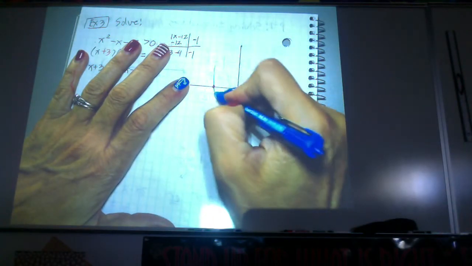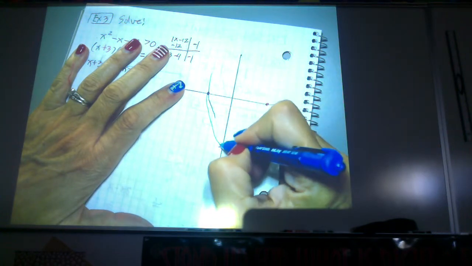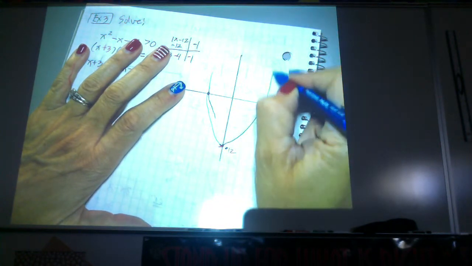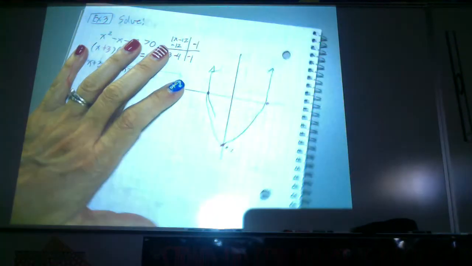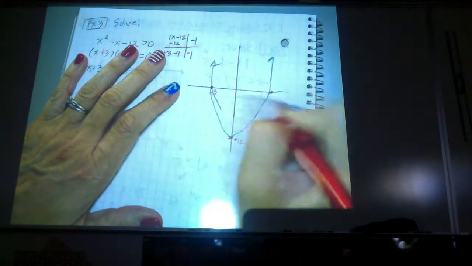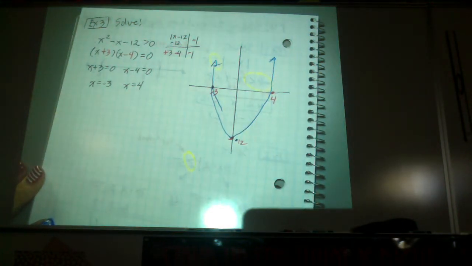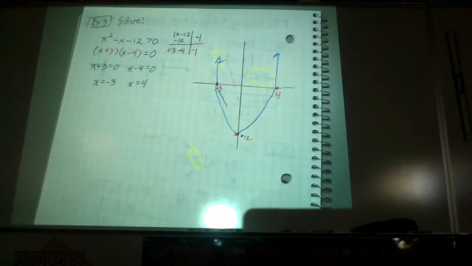So here's our sketch. Bearing in mind that, oops, wow, that was really off. Bearing in mind that my scales are different on the x and y axis. So this is a negative 3 and this is a positive 4. That's a sad parabola, so I'll apologize, but there it is.